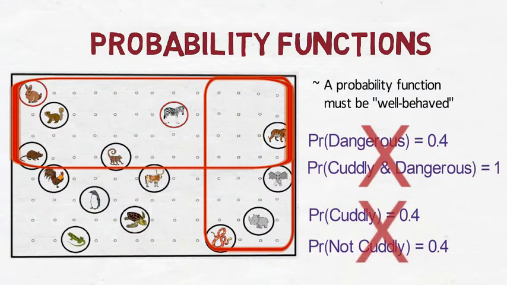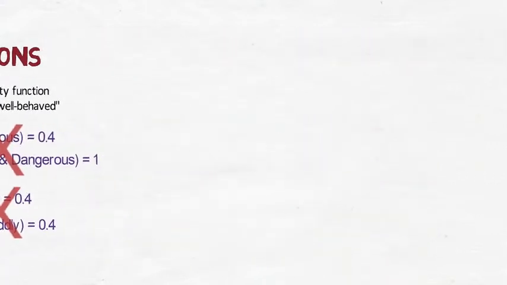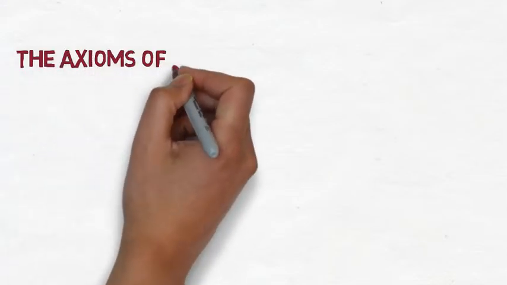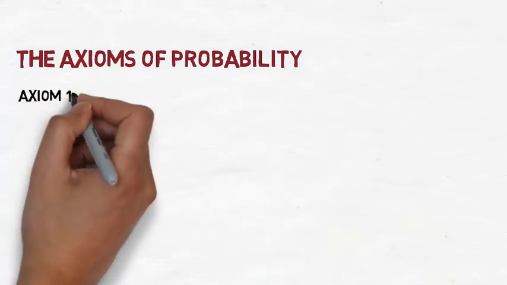So these examples suggest that a probability distribution has to be well behaved. Or, to put that in slightly more technical terms, a probability distribution has to satisfy certain axioms. Luckily for us, the axioms are actually very simple, and there's only 3 of them.